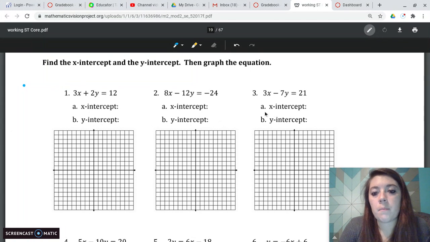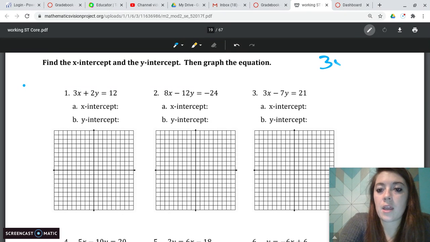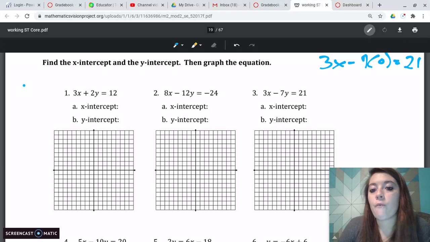For number 3, we have 3x minus 7y equals 21. To solve for the x-intercept, that's when our y value is 0. So we're going to do 3x minus 7 times 0 equals 21. We plug a 0 in for the opposite variable from the one we're looking for the intercept of. We're looking for the x-intercept, so we plug a 0 in for y, because the x-intercept is when y is 0.